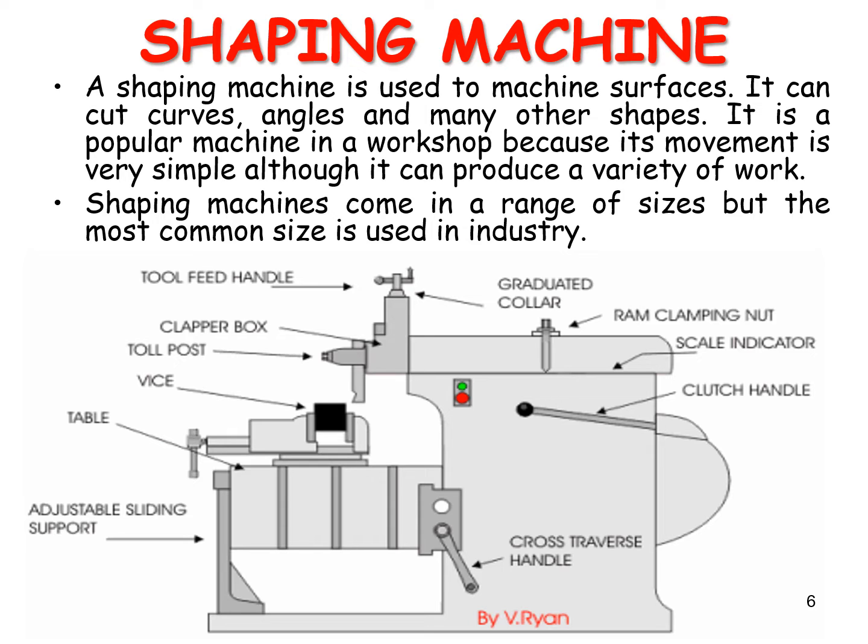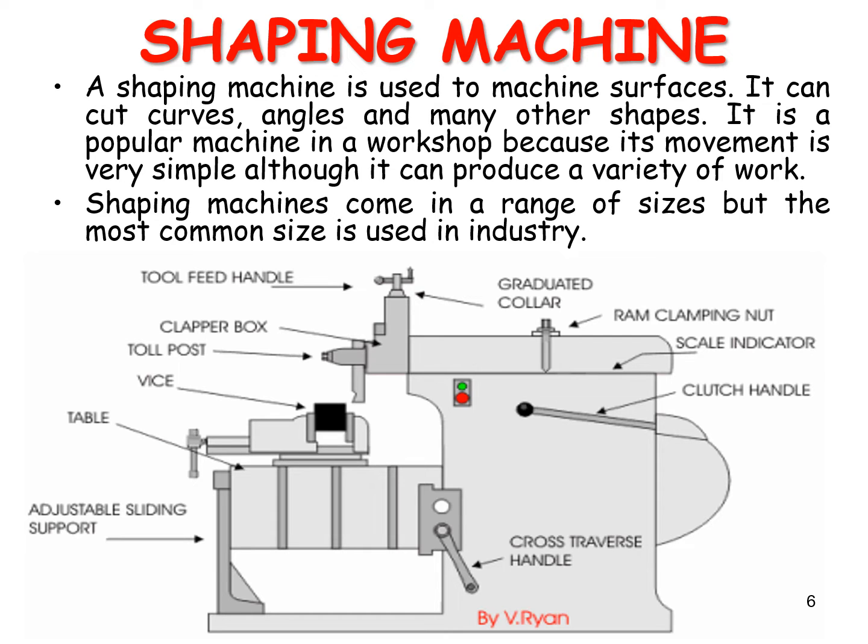Now we are going to discuss the shaping machine and its parts. A shaping machine is used to machine surfaces. It can cut curves, angles and many other shapes. It is a popular machine in a workshop because its movement is very simple, although it can produce a variety of work. Shaping machines come in a range of sizes, but the most common size is used in industry.